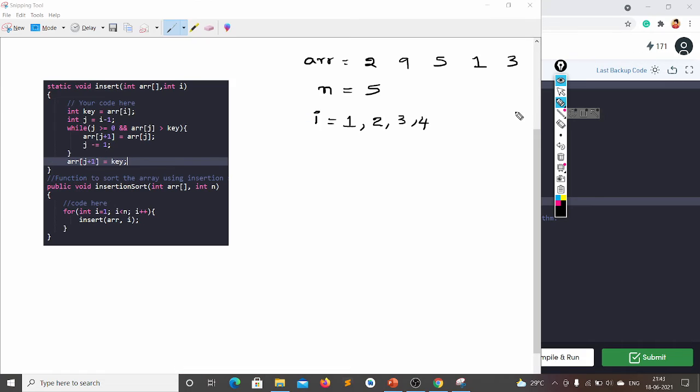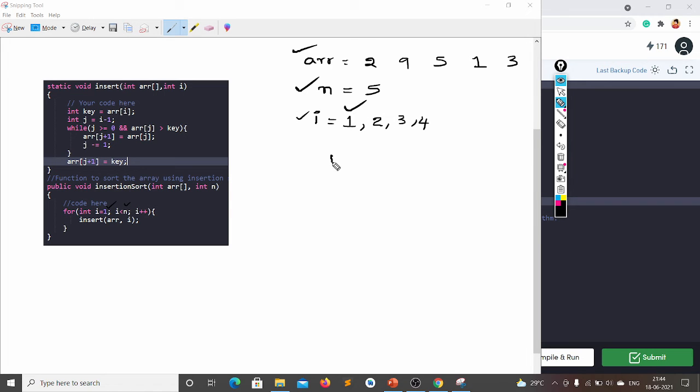Let's take the array as 2 9 5 1 3 and n is equal to 5, that is nothing but the length of the array. My i runs from 1 to 4, as I have written here, 1 to n. Okay, 1 2 3 4.